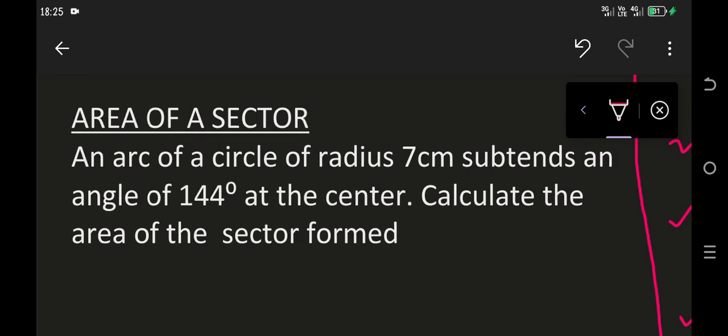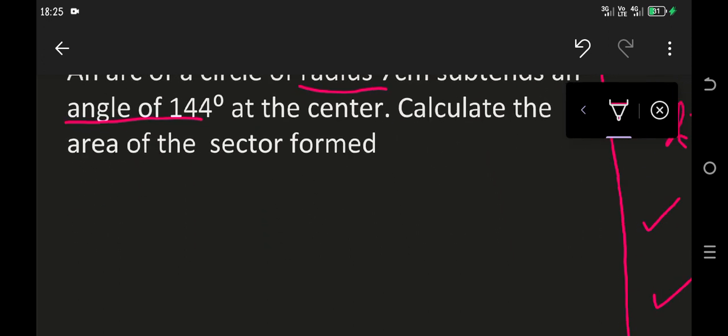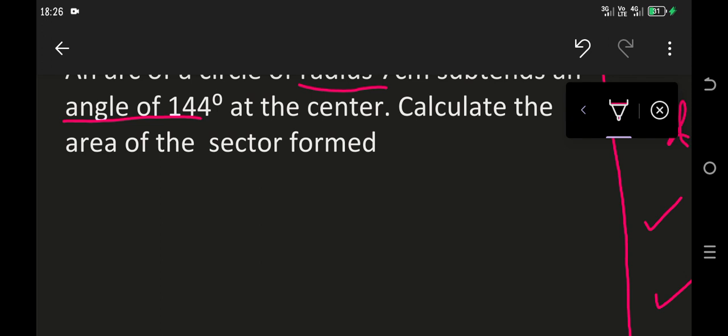Now, the first example we are being asked: an arc of a circle of radius 7 centimeters subtends an angle of 144 degrees at the center. Calculate the area of the sector formed.